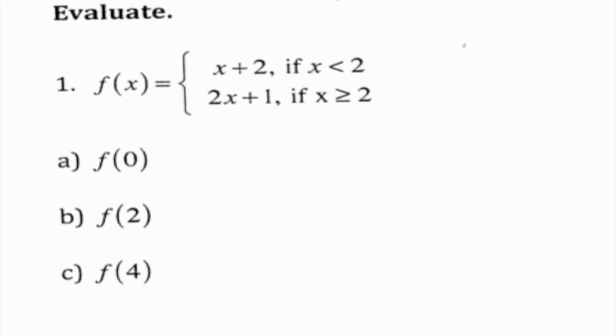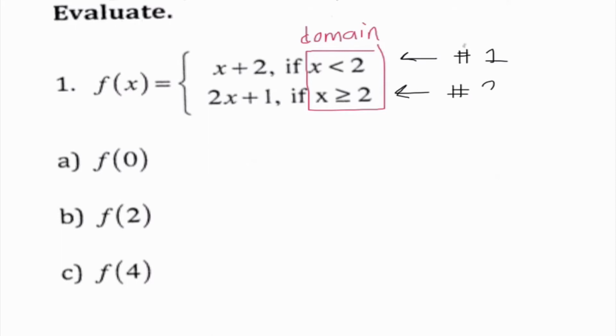f of x equals x plus 2 if x is less than 2. f of x equals 2x plus 1 if x is greater than or equal to 2. So the first thing I want to point out here is our domain. That's telling us the different x values that we're going to be working with. I'm also going to be labeling these number 1 and number 2 just to make it easy for us to talk about.